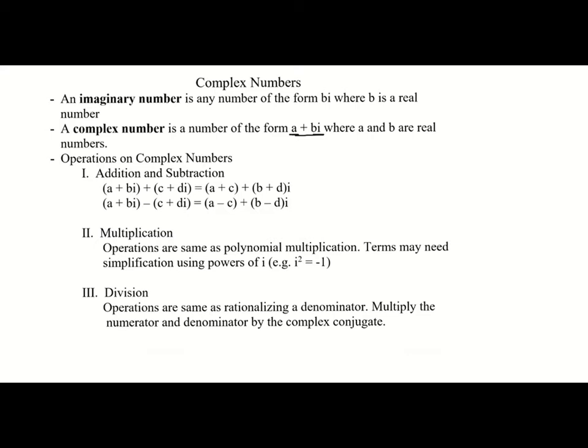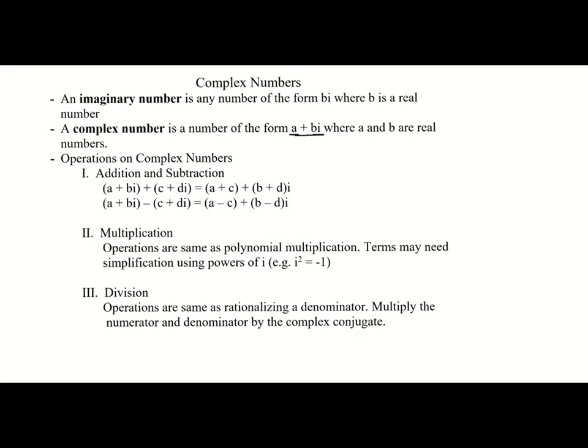You can do operations on complex numbers just like working with terms. When you add and subtract, you can only add real numbers to real numbers, or imaginary numbers to imaginary numbers. So it's kind of like combining like terms. Multiplication, you can multiply unlike terms, or real to imaginary.